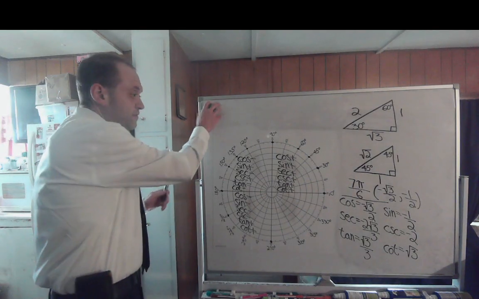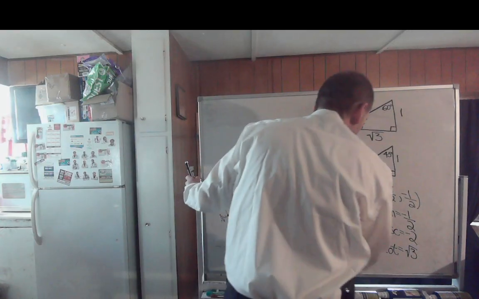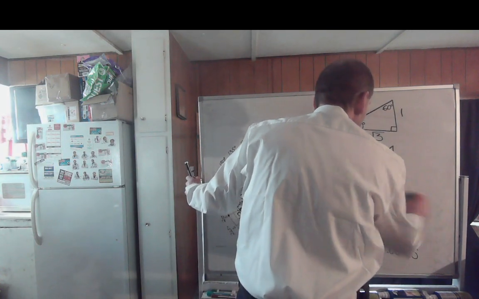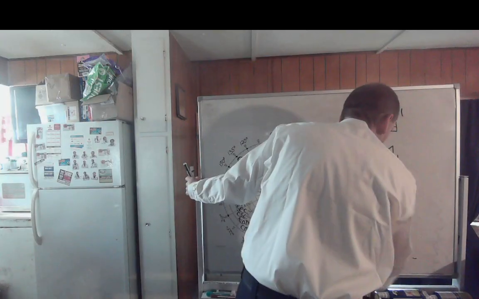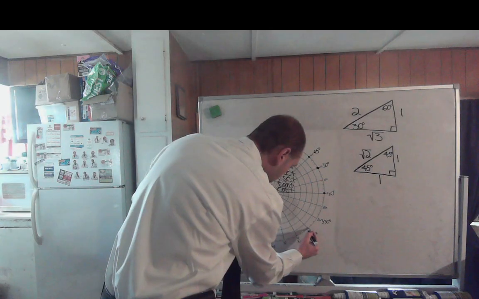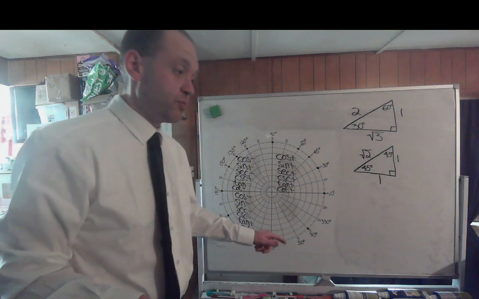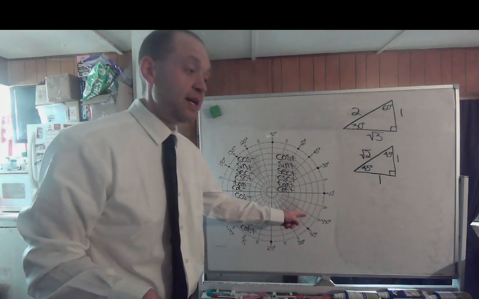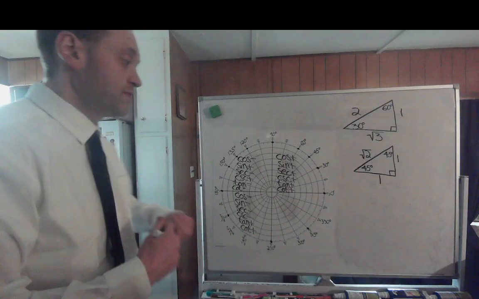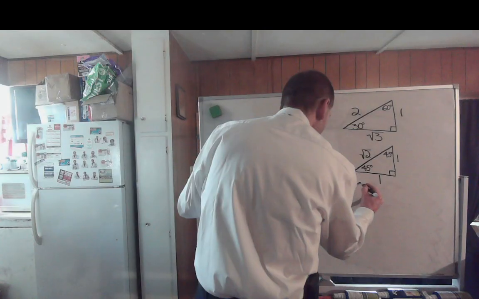Let's do an angle in the fourth quadrant to close this out. So let's do 7 pi over 4. That's in the fourth quadrant. So let's go here. Now notice, in the fourth quadrant, what's true about x? X is actually positive, but y is negative. So let's deal with 7 pi over 4.